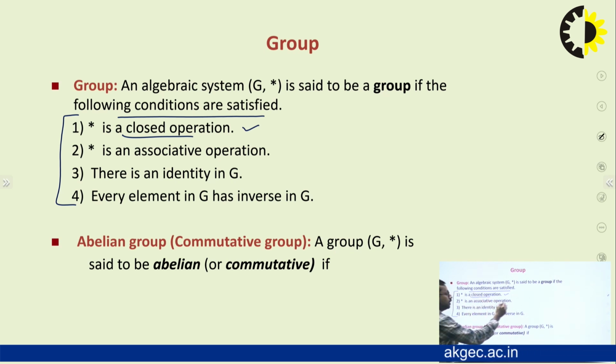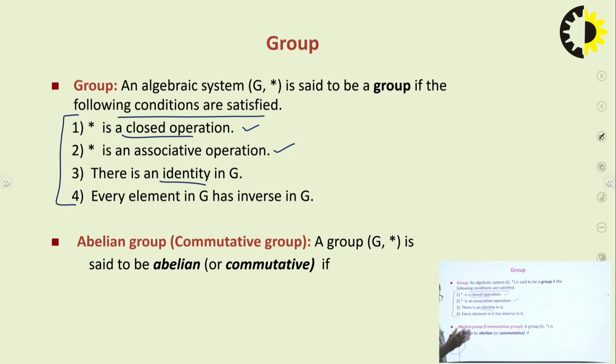The second one is, if the elements of the set contain the feature of the associative law, then it also exists in the group. The third property is that the set contains the identity element. And the fourth one is that every element in G has an inverse in G.